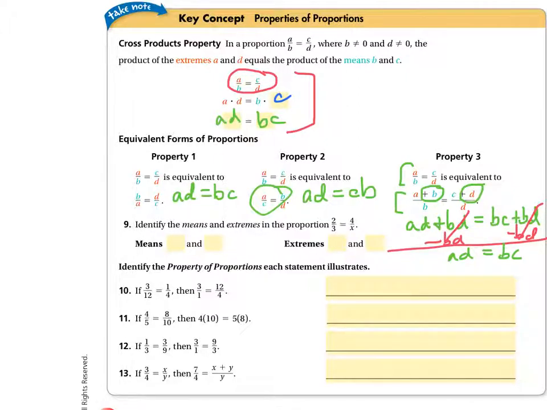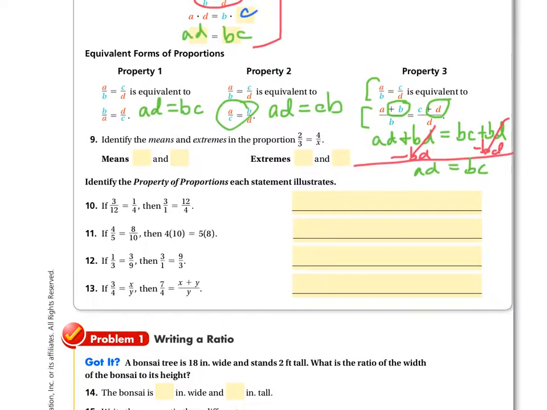And so on the bottom part here, they want you to identify which statement or which property that we're using. And so you could just name it as property 1, property 2, property 3, or cross products. So look at number 10. What's happening from 3/12 equals 1/4 to 3 over 1 equals 12 over 4. Obviously, that's not cross products, right? So they apply property 1, 2, or 3.